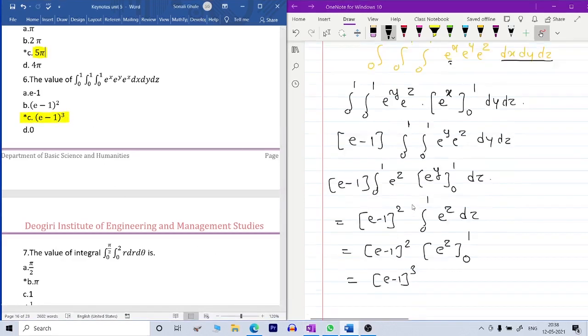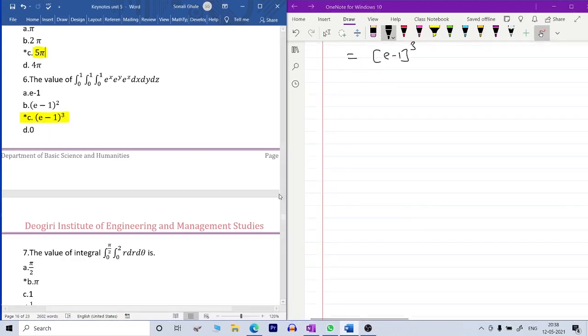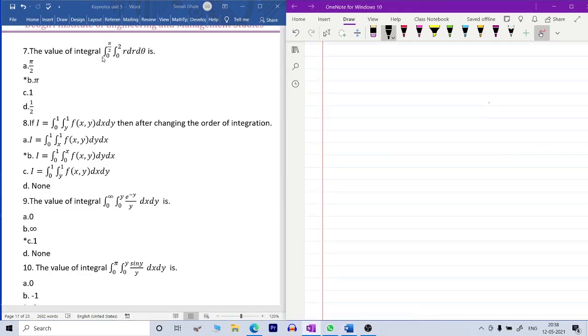Okay, let's solve the next example here. The value of the integral. Okay, double integration in polar coordinate system is given to you, and you have to remember that if integration is in polar, then the first integration is always with respect to r and the second is with respect to theta. So integrating with respect to r first.